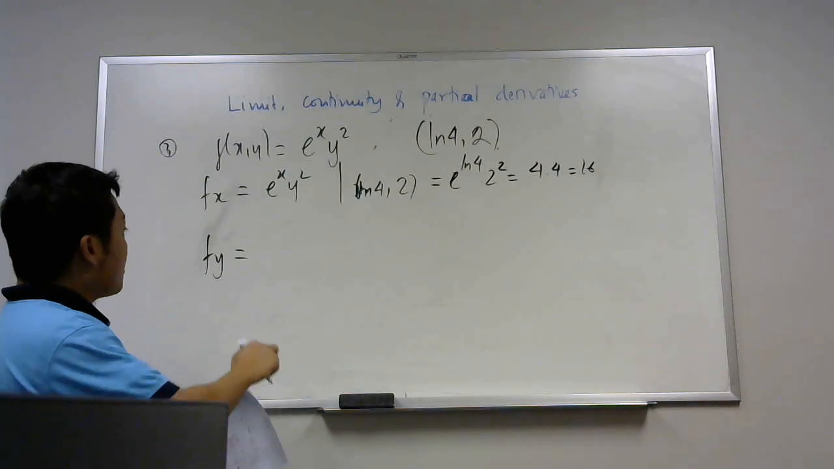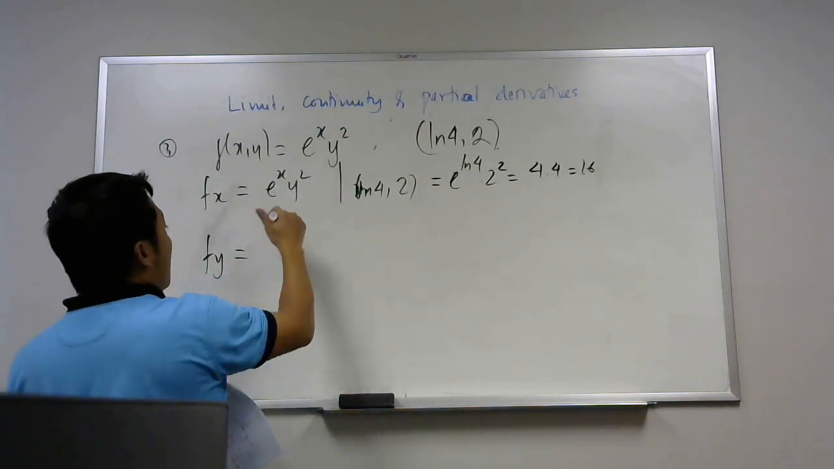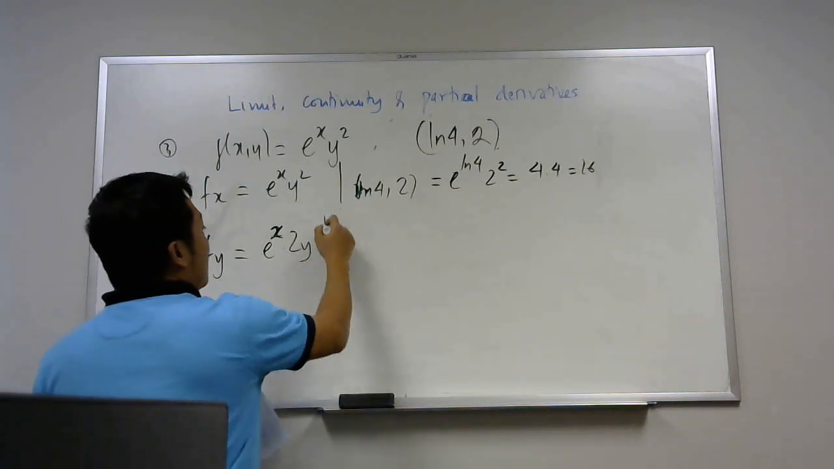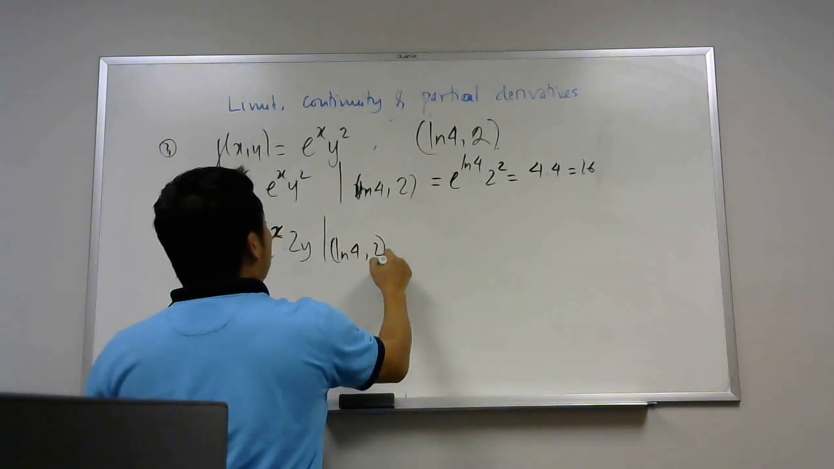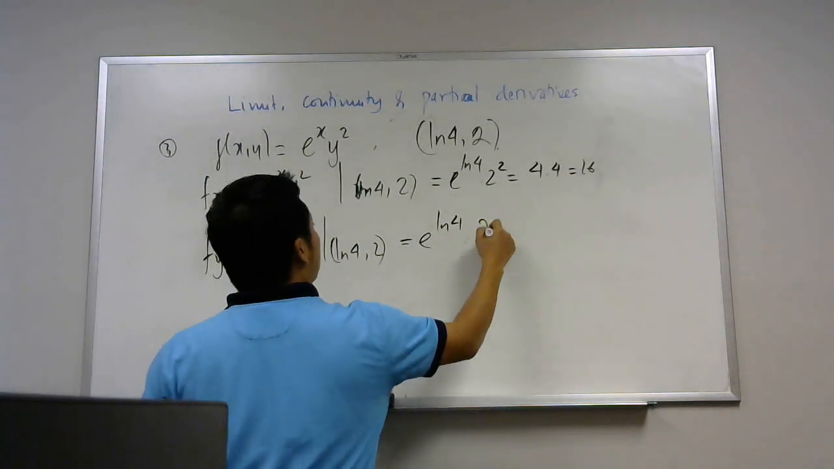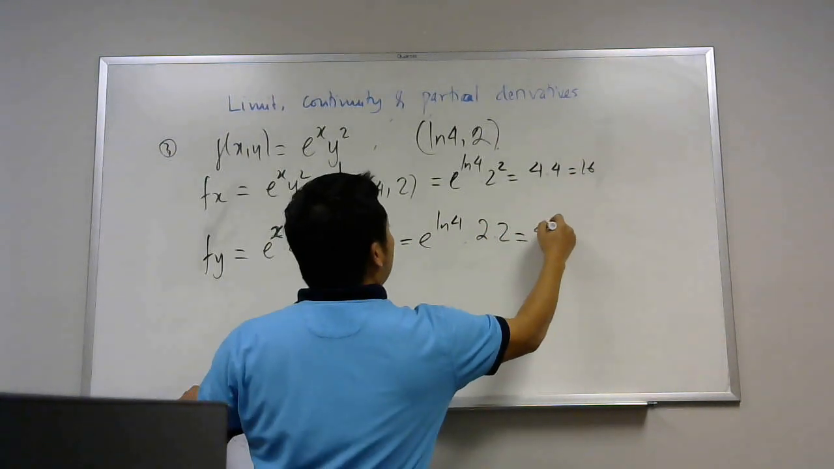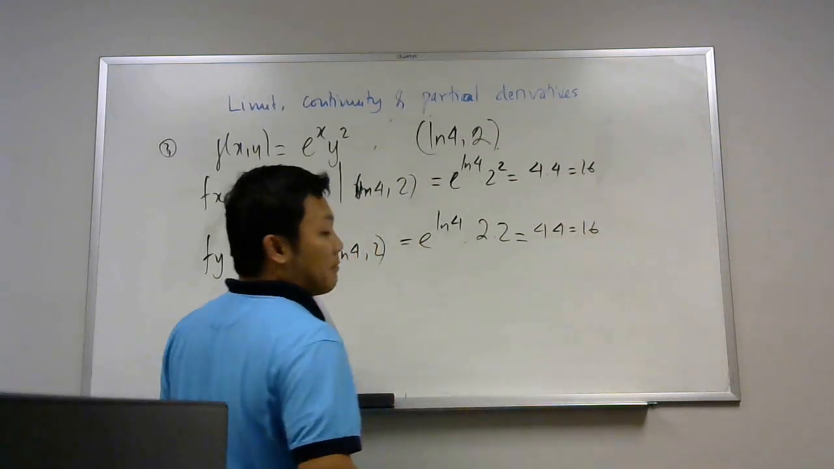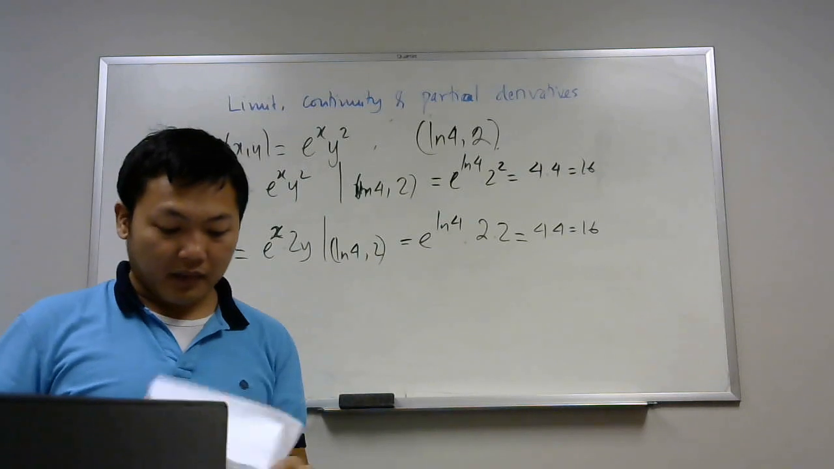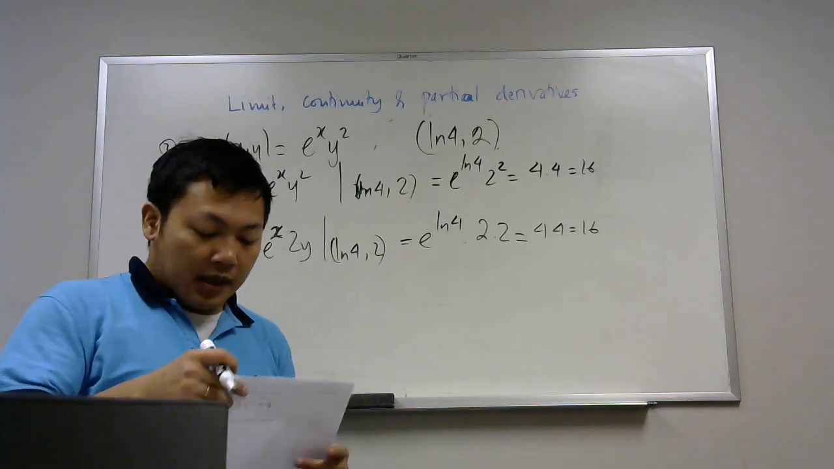Similarly, you can find the partial derivative with respect to y. That is e to the x and then 2y, right? And then you plug (ln 4, 2) into this derivative. You get e to the ln 4 times 2 times 2, again, which is 4 times 4 equal to 16. That is question 3. So you can solve this for, I guess, 1 or 2 minutes.